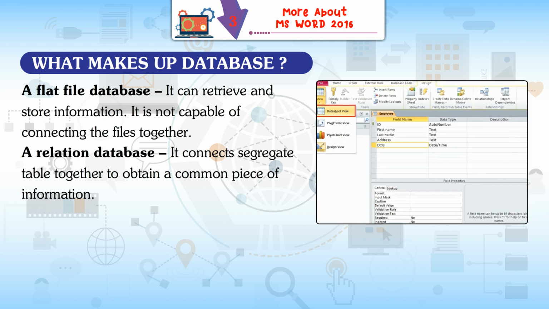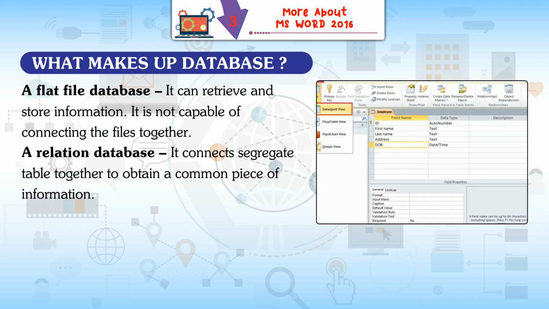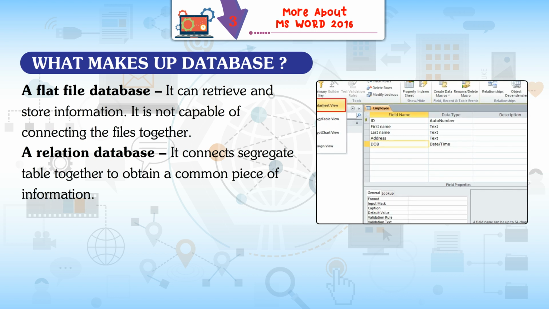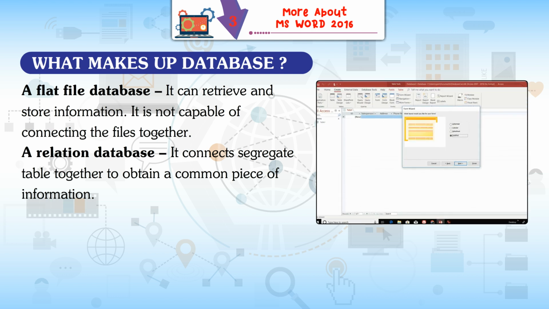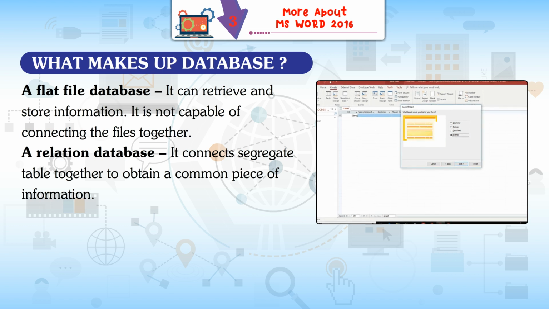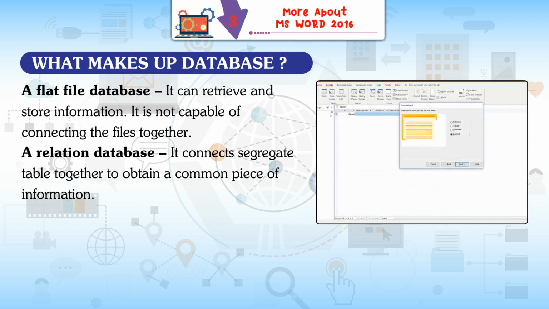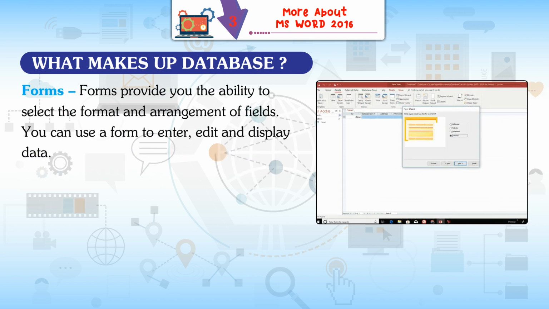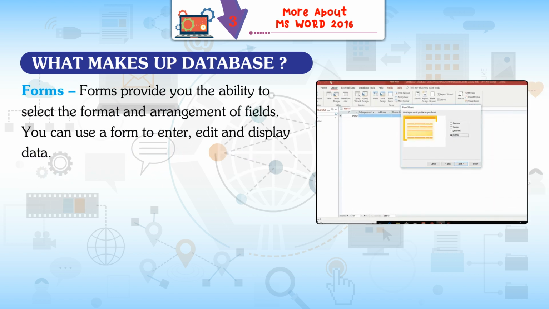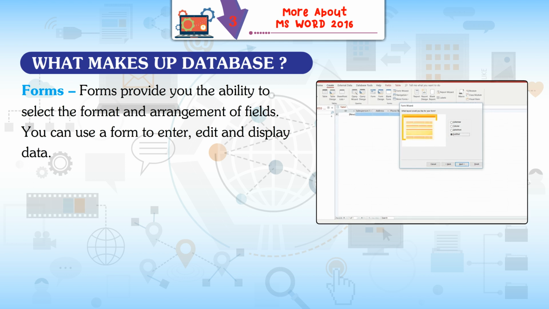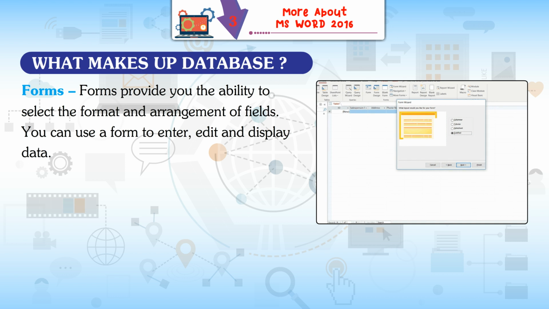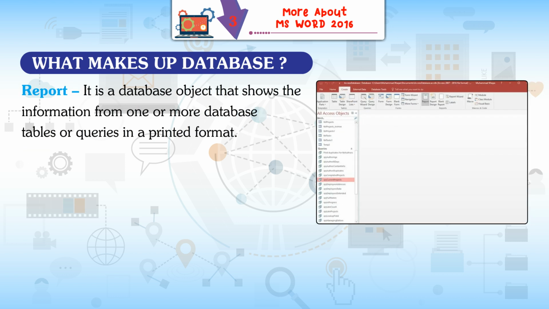A flat file database can retrieve and store information. It is not capable of connecting the files together. A relational database connects separate tables together to obtain a common piece of information. Forms. Forms provide you the ability to select the format and arrangement of fields. You can use a form to enter, edit, and display data.